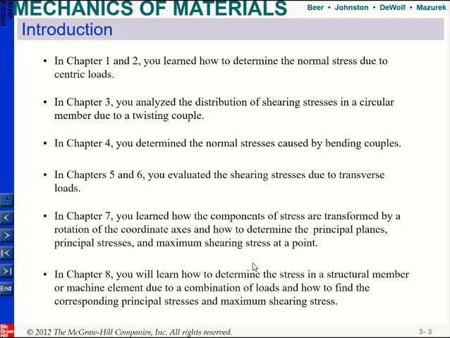In chapter 8, we will combine all the things we have learned. We will analyze members when we apply a couple of different loads, find the stresses in a given axis system, and then find the maximum normal stresses and also the maximum shearing stresses.